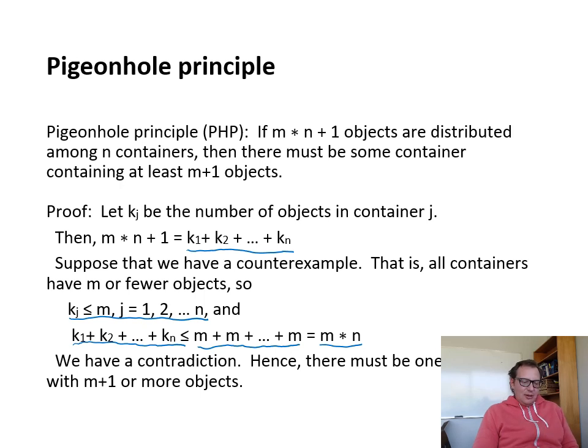So we have a contradiction now, because the sum has to be actually equal to m times n plus 1, which is greater than m times n. Because we have a contradiction, if you remember our proof by contradiction, we know that there must be at least one container with m plus 1 or more objects. And that finishes our proof of the pigeonhole principle.